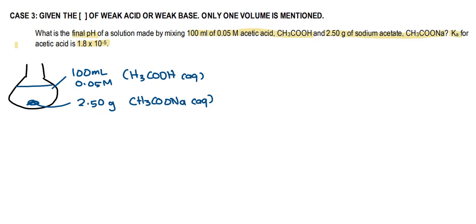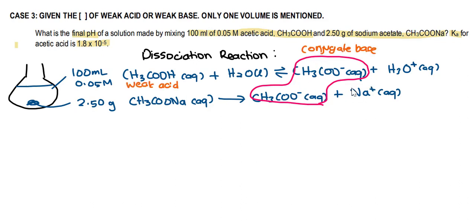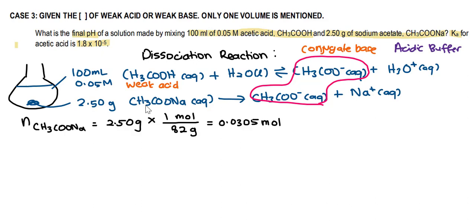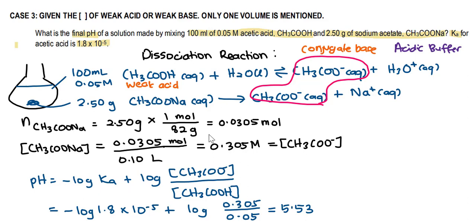Let's write the dissociation reaction for both solutions. Our weak acid will slightly dissociate into the acetate ion and hydronium ion, while our salt will fully dissociate into acetate ion and sodium ion. Since we have a weak acid and salt with the same conjugate base, this solution is an acid buffer solution. Find the concentration of sodium acetate by using the mass given. We need the number of moles of sodium acetate, since concentration equals moles over volume in liters. Then use the Henderson-Hasselbalch equation for the acidic buffer solution to find the value of pH. Since the concentration of conjugate base is equal to the concentration of our salt, substitute the values and you will get your answer, 5.53.